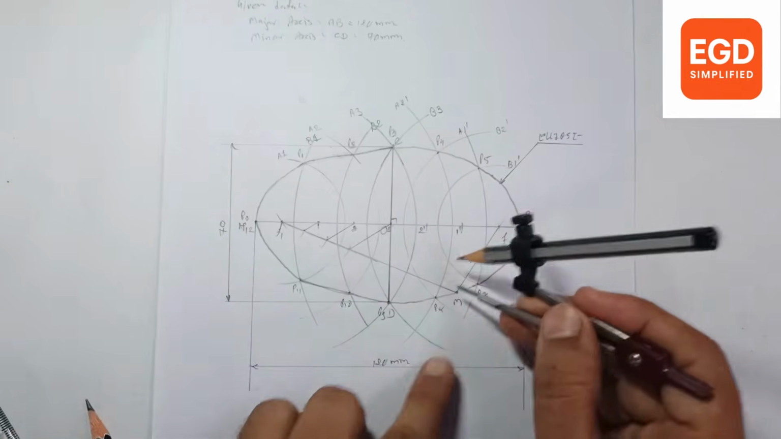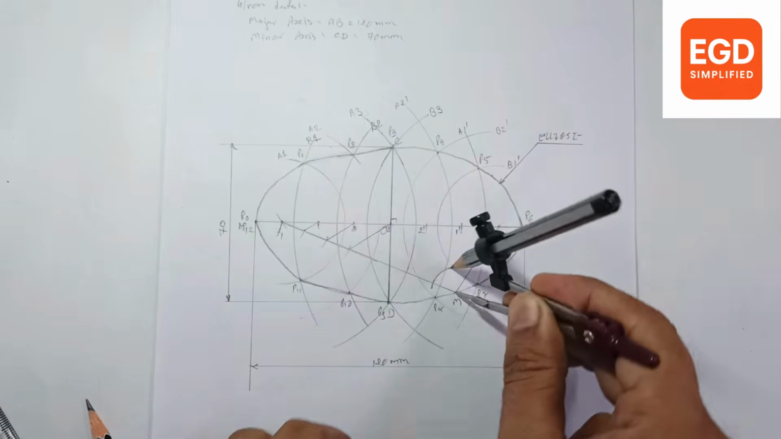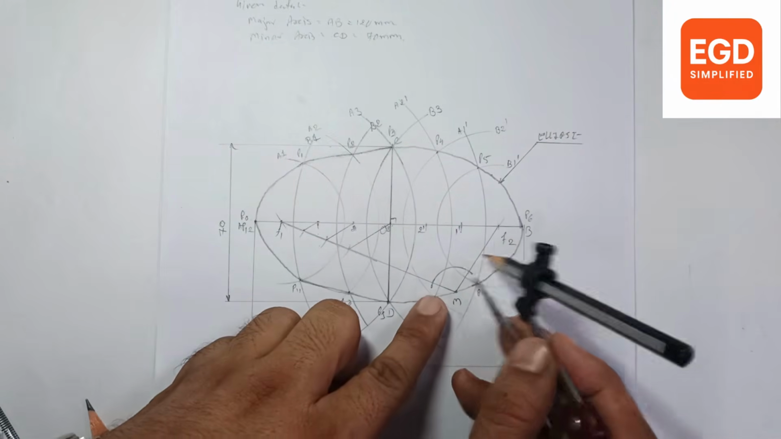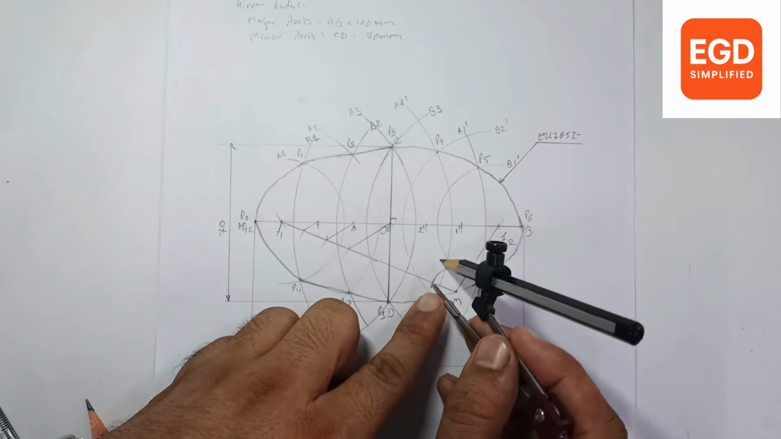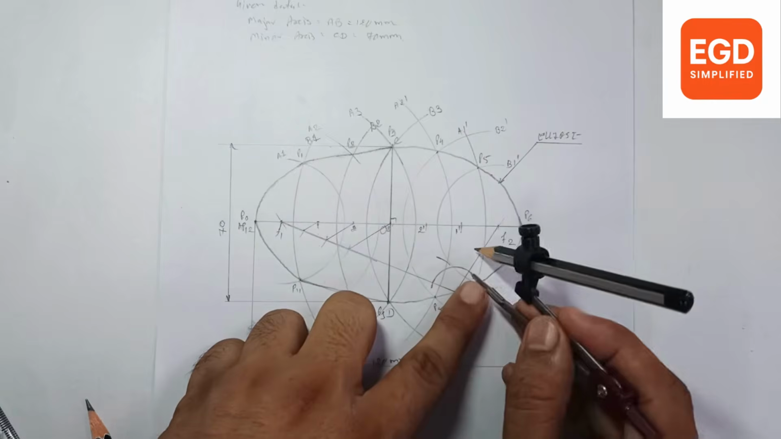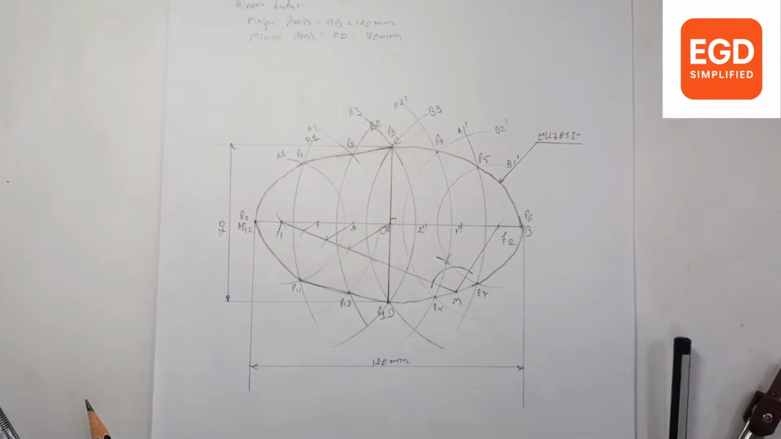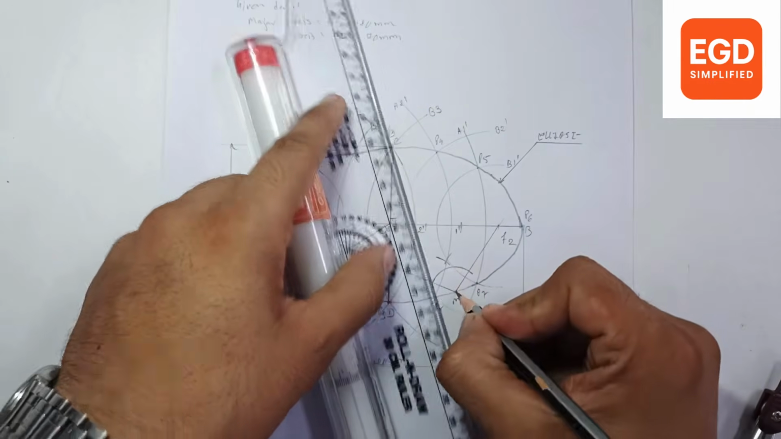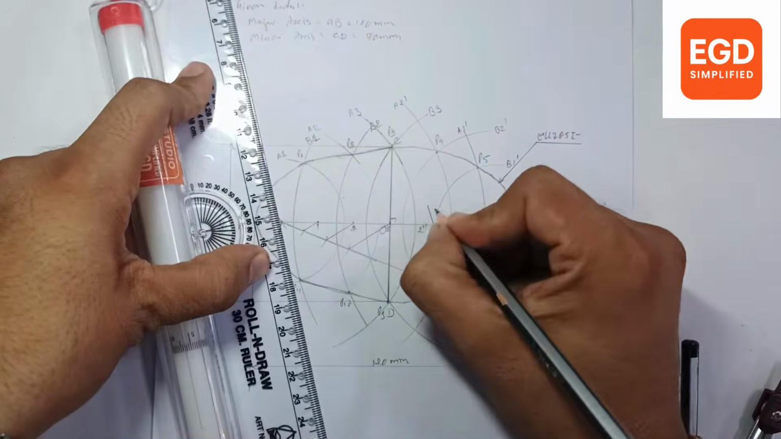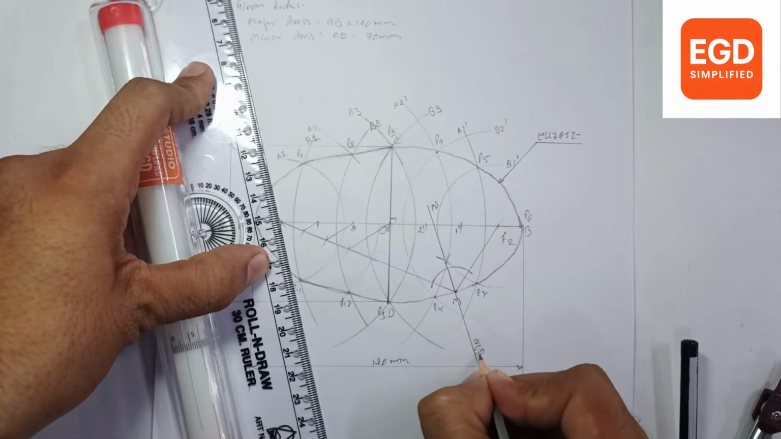Take a small measurement on your compass, put on M and draw an arc. That arc will intersect these lines at 2 points. From the first point, draw an arc. From the second point, draw another arc that will intersect in a point. From that point of intersection and point M, draw a line, give the name N dash, that is your normal.